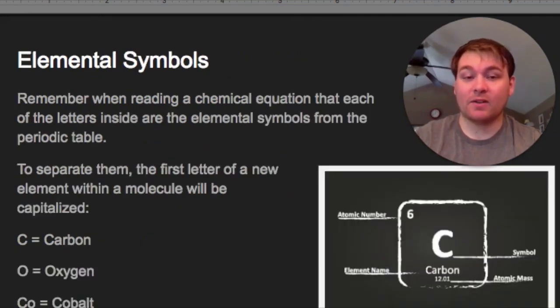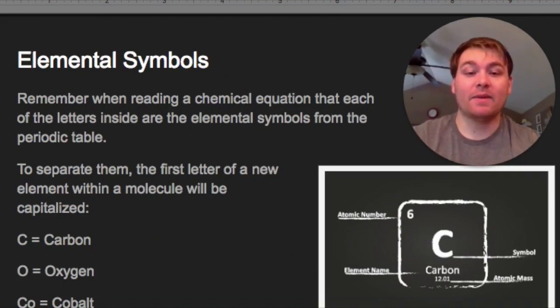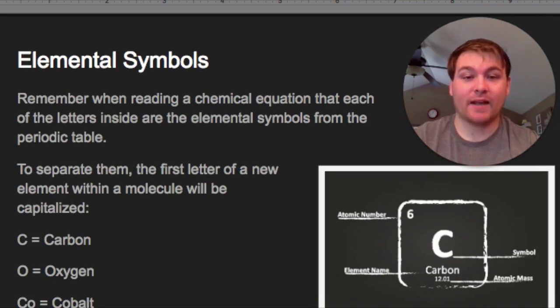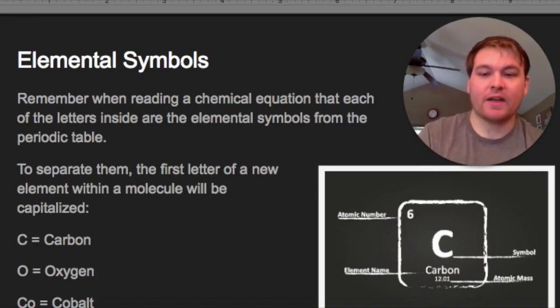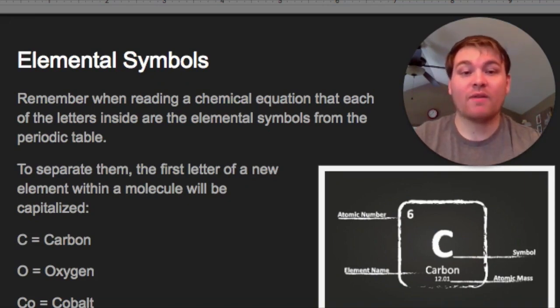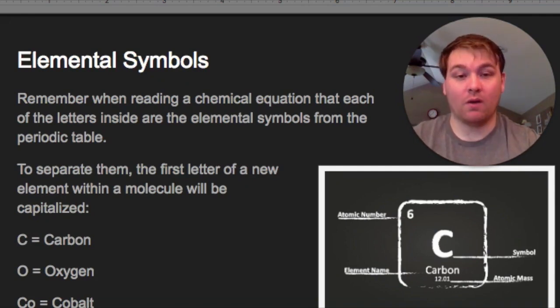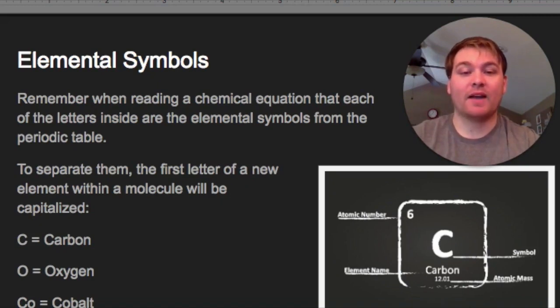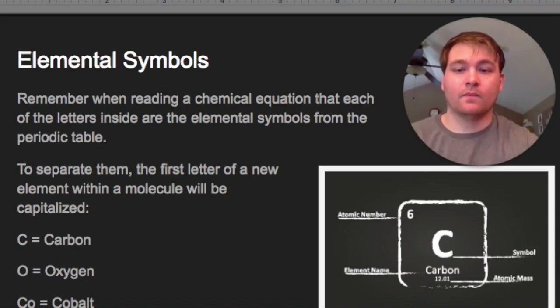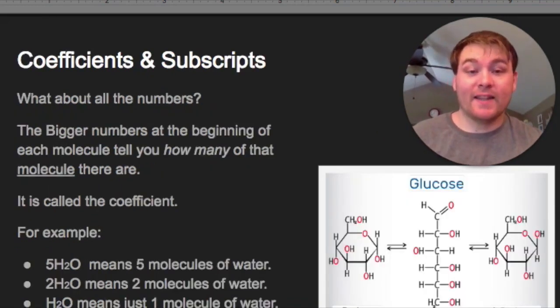Now, these letters that we see inside of the chemical equations are not just random letters. Remember that they're the elemental symbols from the periodic table of the elements. To separate these letters and make sure we know how to read them, the capitalized letter always indicates a new element. For example, carbon is a capital C and oxygen is a capital O. But if I had big C, little o, what that would indicate is a totally different element called cobalt. Whenever you see a full capitalized letter, that means that there is a new element. So, when you're looking at the letters, that's what those mean.